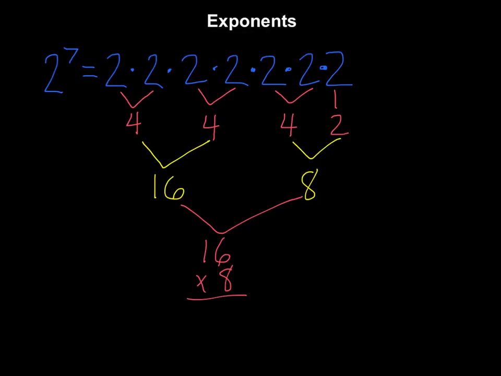And so we multiply. 8 times 6 is 48, put the 8 down, carry the 4, and then 8 times 1 is 8, plus 4 is 12, and so 2 to the 7th power is 128. And that's how we do exponents.